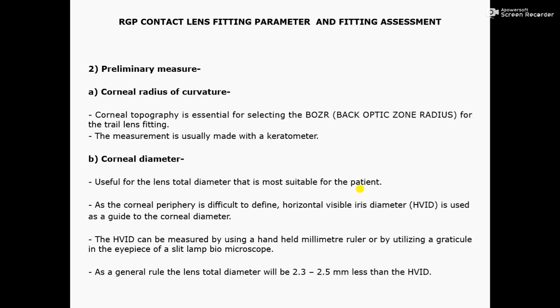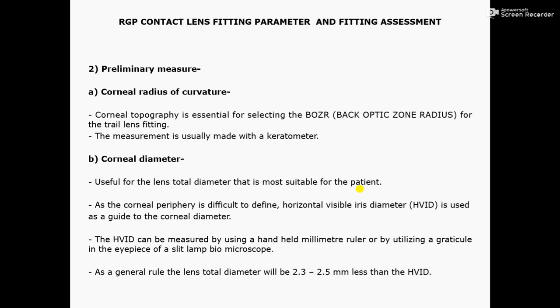Here, for corneal diameter, we will measure the horizontal visible iris diameter with a normal scale or a reticle in the eyepiece of the slit lamp. For RGP contact lens, we will select approximately 2.3 mm to 2.5 mm less than the horizontal visible iris diameter. The normal horizontal visible iris diameter is 11.6 mm to 12 mm.